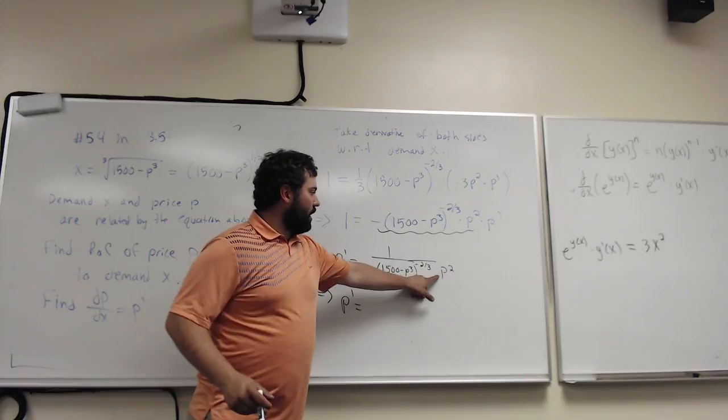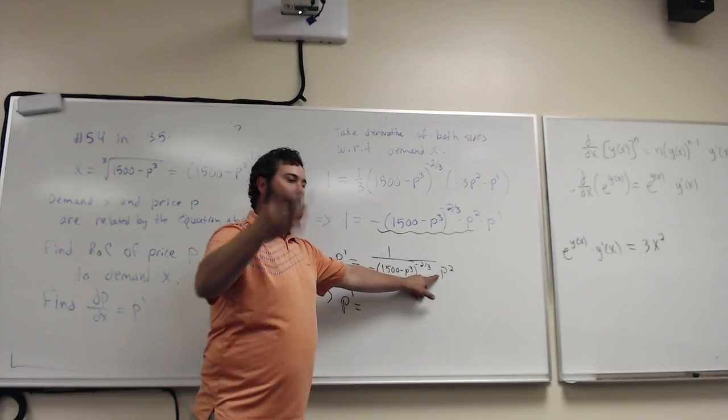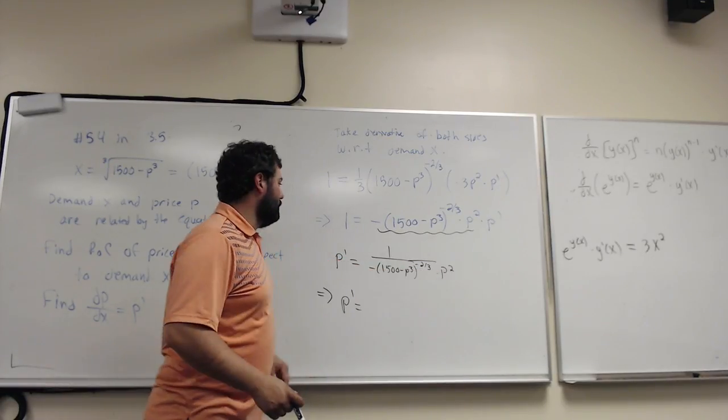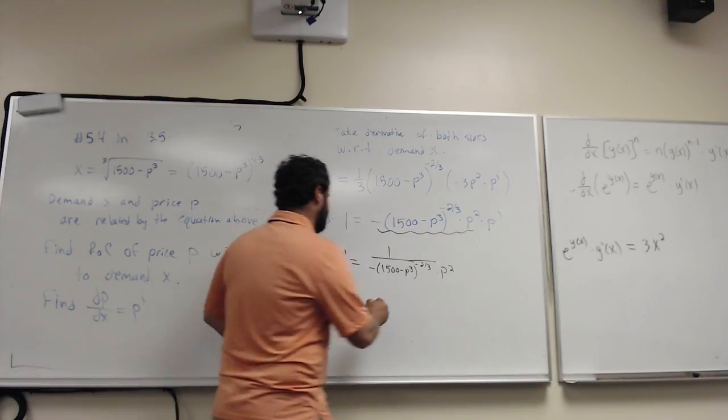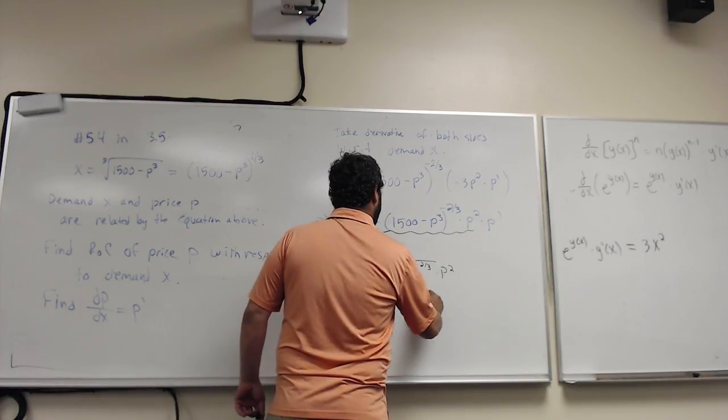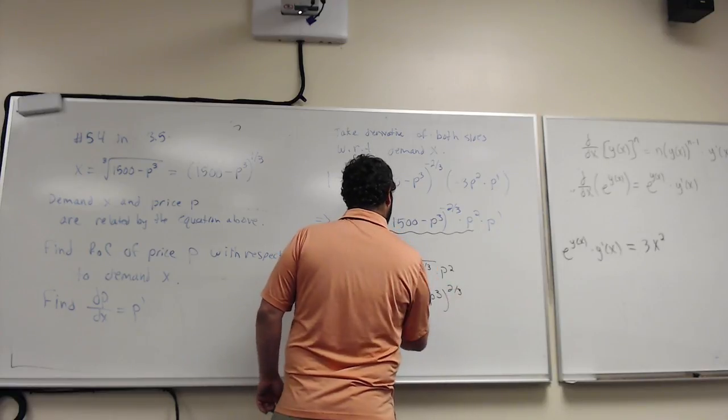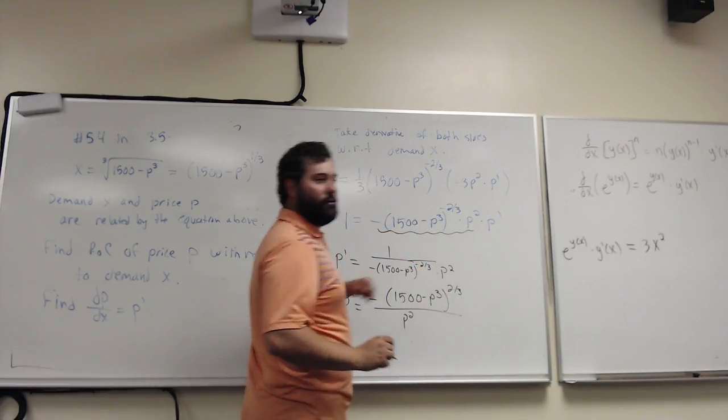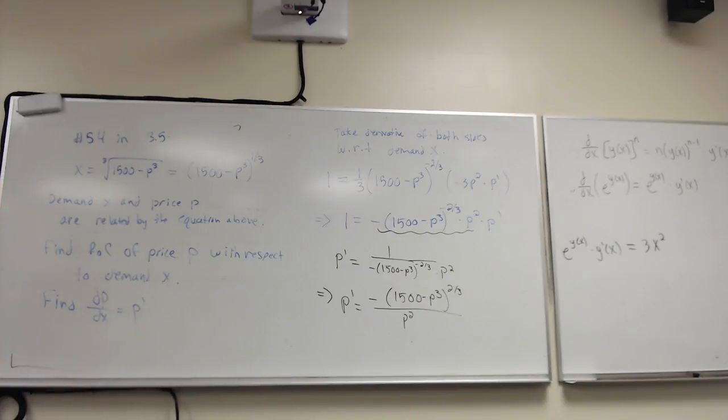Now since this is multiplication, remember in that first example you wondered about getting rid of the negative exponent? I can bring the negative up top. And then upstairs we can write the positive 2/3, and then we still have that p squared in the denominator. And that would be p prime. And then we could find the rate of change of price with respect to demand x at any given price. Right? So if the price was $4 and I wanted the rate of change of price, I would just plug it in for p on the right.